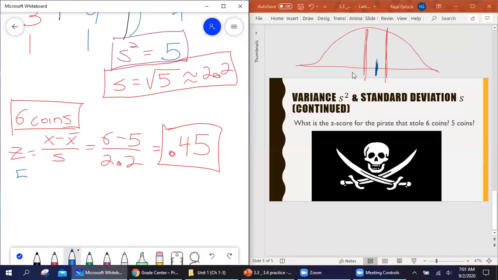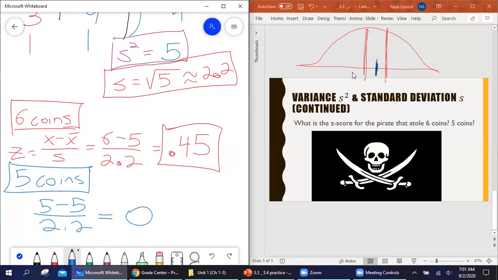And for the last one, the pirate that stole 5 coins, well, you shouldn't even have to do the calculation, but if we run it, 5 minus 5 divided by 2.2, well, that's going to be 0 for a z-score. And if you think about it, what does z-score mean? It means how far are you from the mean? Well, 5 is the mean, so it's no distance away.